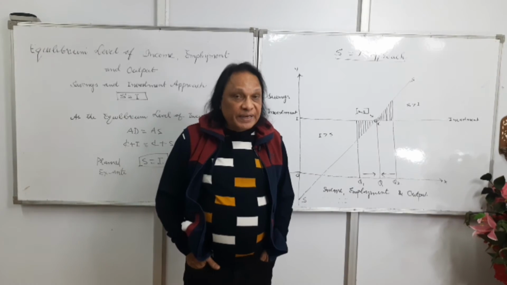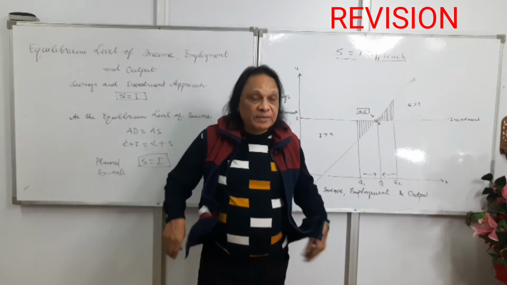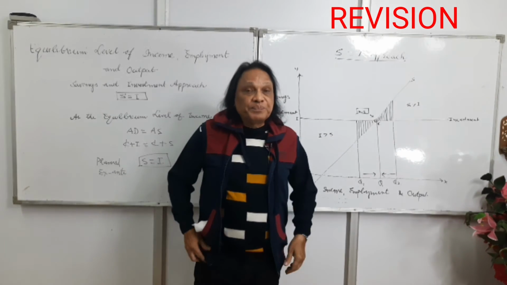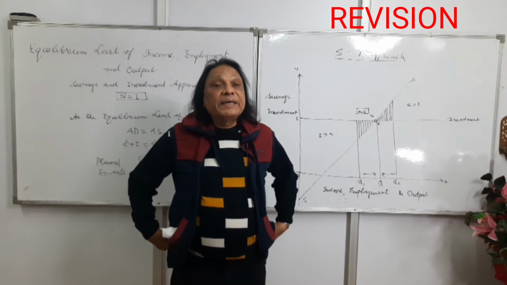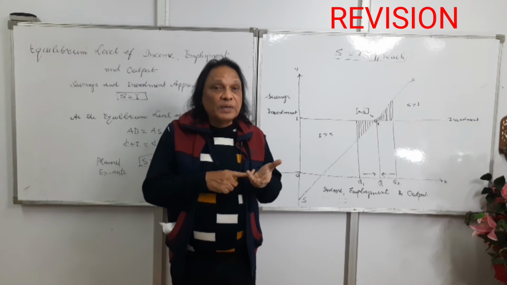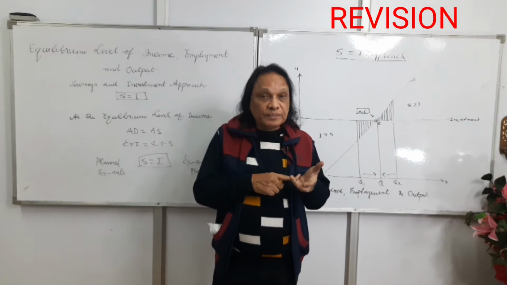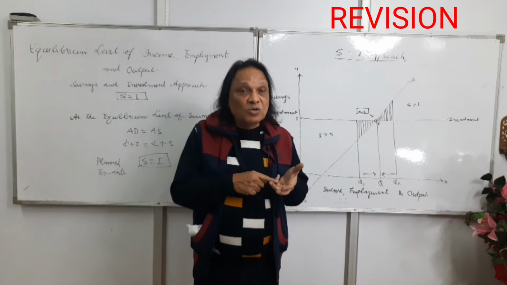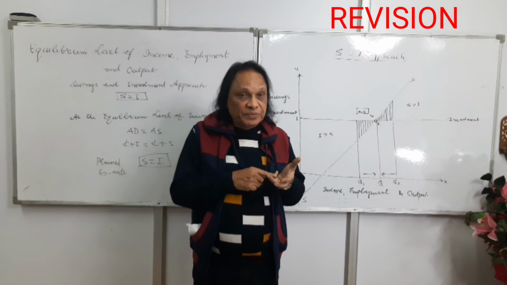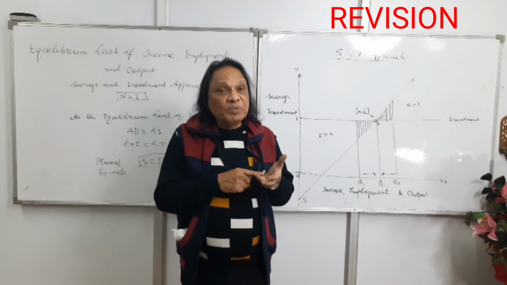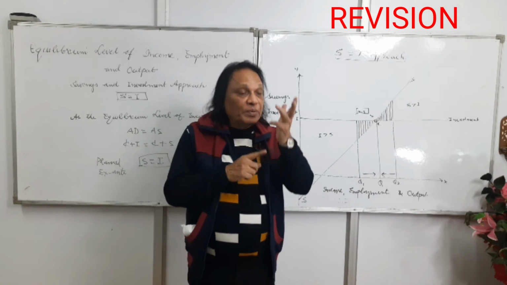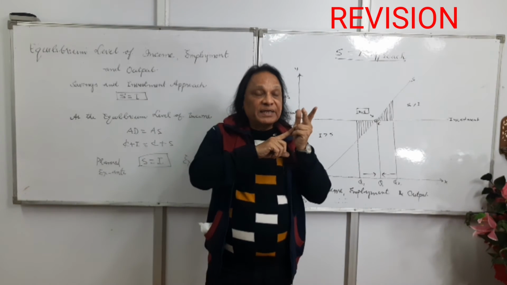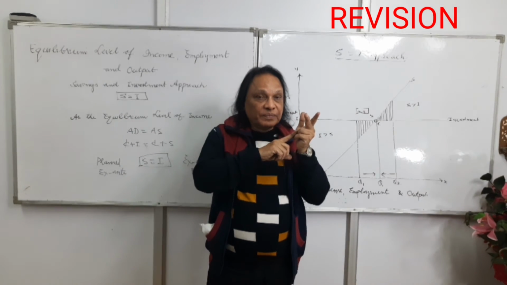I repeat once again all the concepts which you learn. So, according to Keynes, the economy will be at equilibrium when aggregate demand is equal to aggregate supply. That means the planned output is equal to planned expenditure. The economy will be at equilibrium when AD is equal to AS. You remember this. And the second point, you remember, AD stands for C+I and AS stands for C+S.